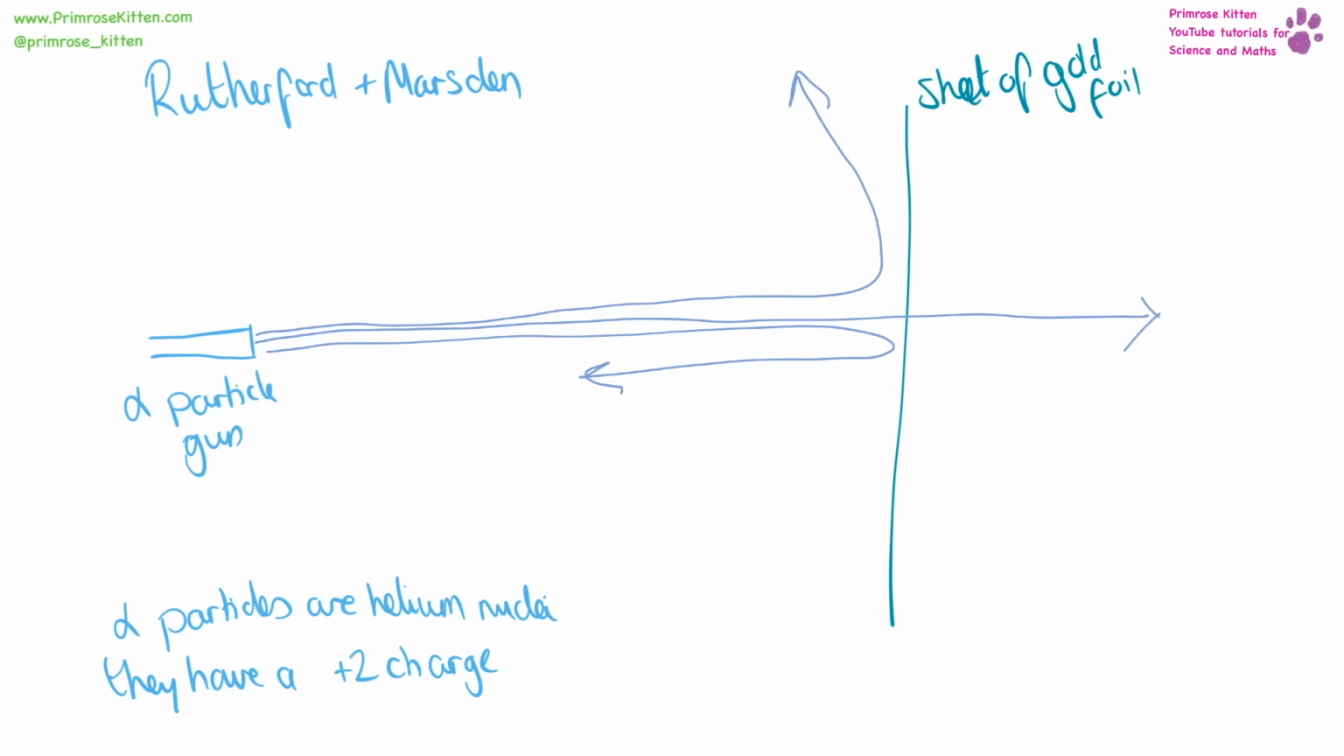And this suggested that there was a centre which was positive, a small part that was positive, and then a large section all around which was negative. And this led to the development by Bohr of the nuclear model that we use today.